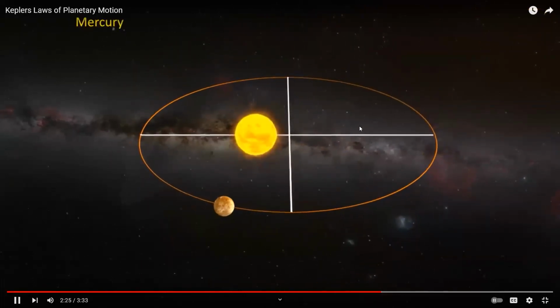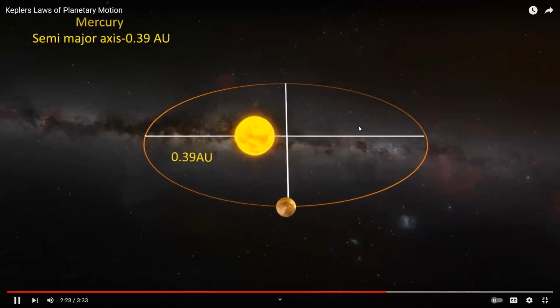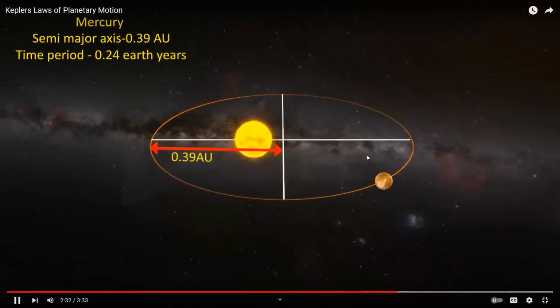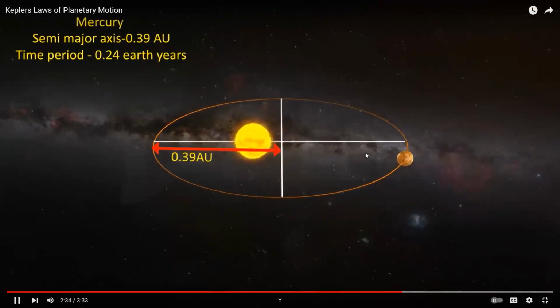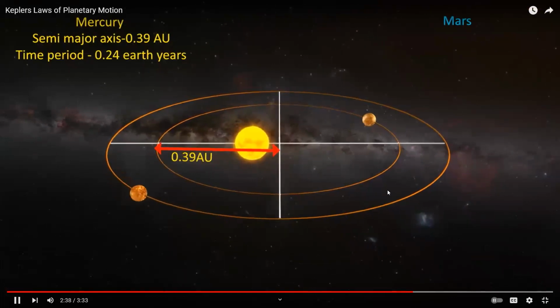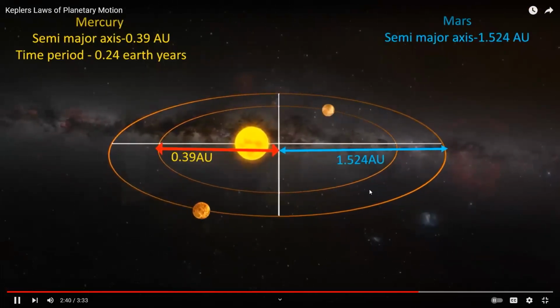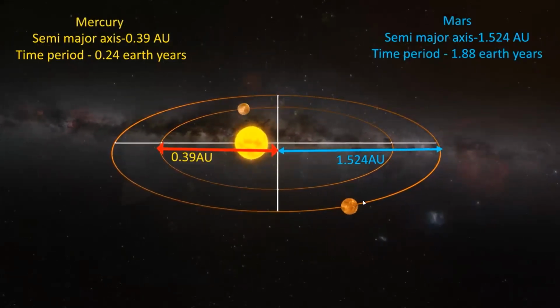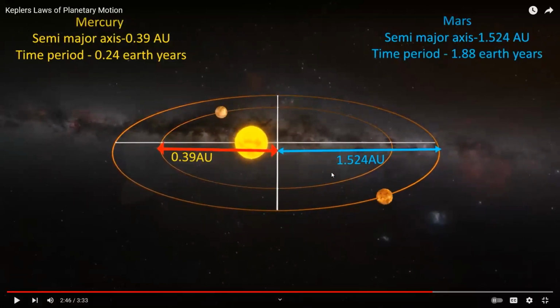For example, for Mercury, the length of the semi-major axis is 0.39 astronomical units, and its time period around the Sun is 0.24 Earth years. For Mars, the length of the semi-major axis is 1.524 astronomical units, and the time period of revolution around the Sun is 1.88. See, what does Kepler's third law mean?